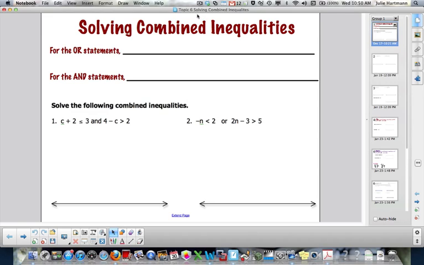Alright, today we're doing solving combined inequalities. When you have combined, or we also call it compound, it can be either one: compound inequalities, combined inequalities. When it says or, you have one inequality or another one. Solve one, solve the other, graph on the same number line.